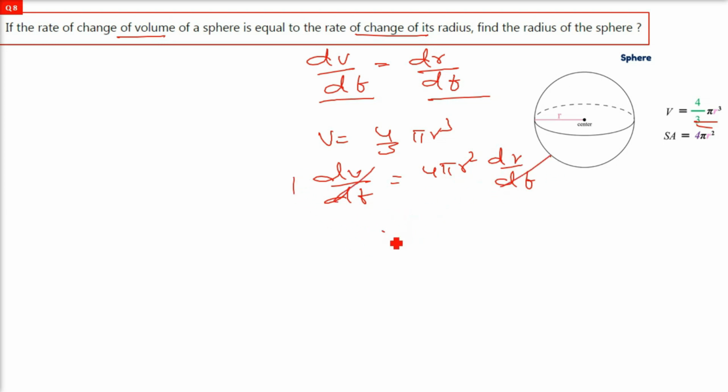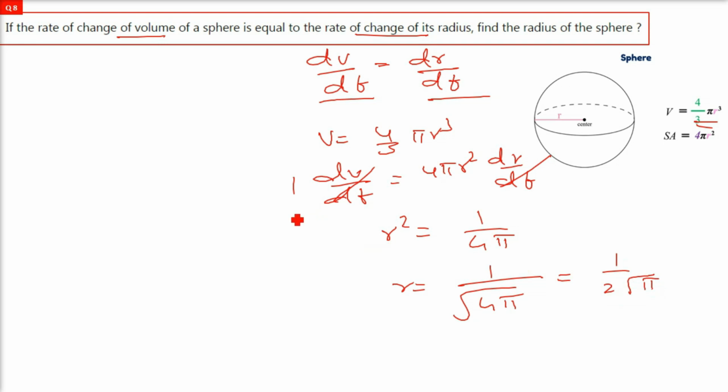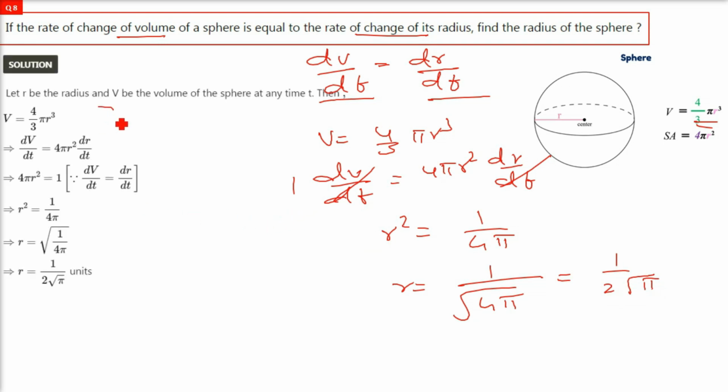Okay, this is the repeat telecast of the earlier question. So here we have to find out the r, radius. So it will be the square root of 1/4 pi. This is going to be 1/2 root pi. What will be the unit? It is going to be units because we don't know any unit, just write units. So this is the way you are going to write, which is shown or indicated on the left.